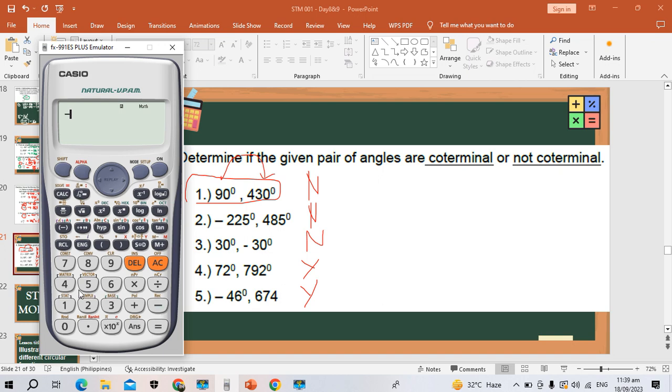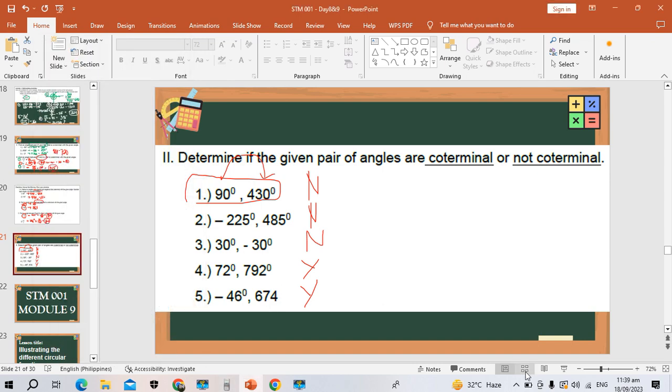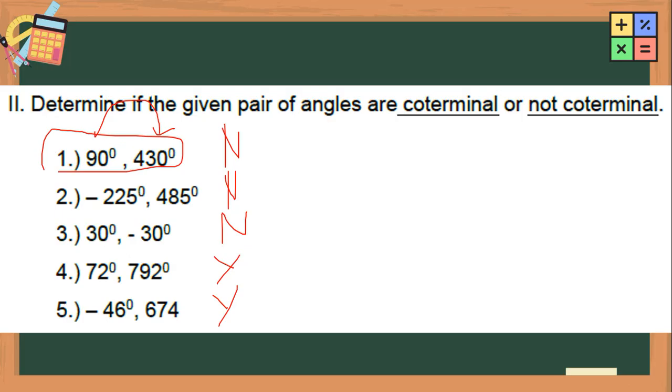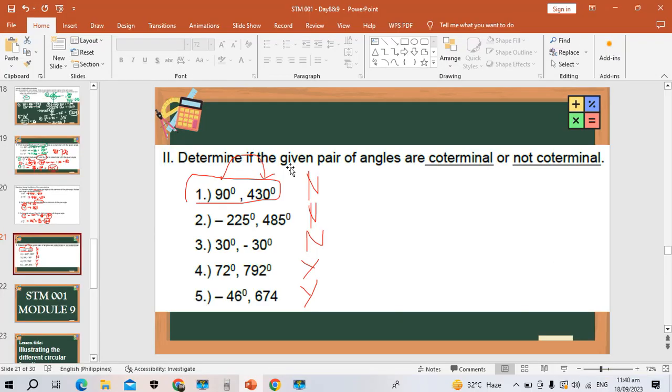Yung negative 46 naman. Plus 360. Sir, kulang po. Dagdagan natin ng additional 360. At sumakto siya sa coterminal na 674. That's why, yes. Thank you. Next na po.